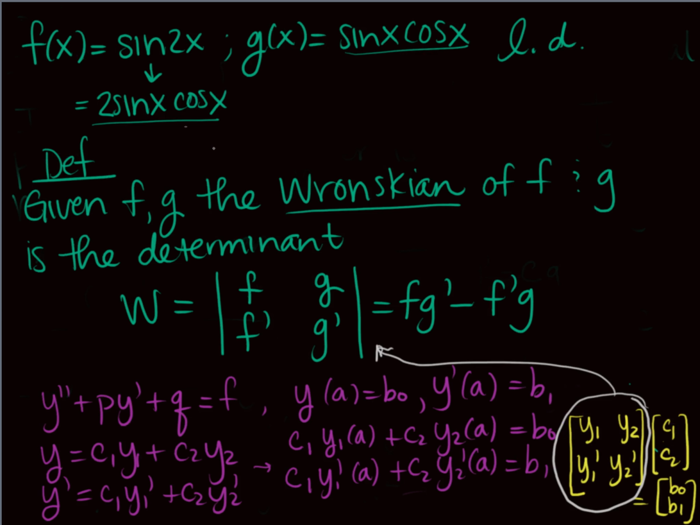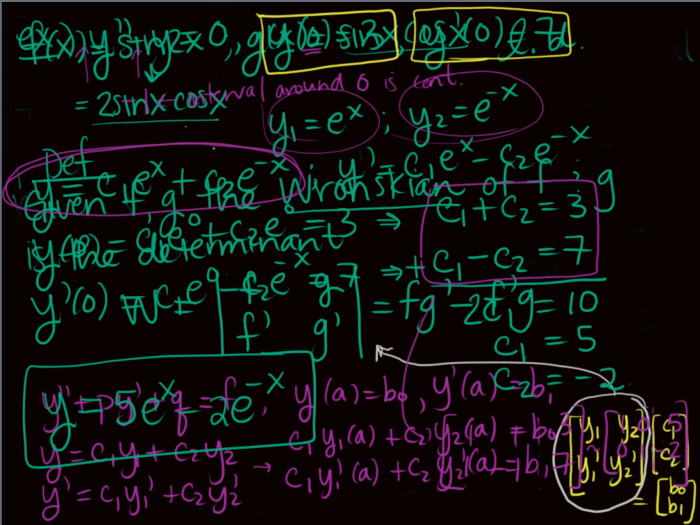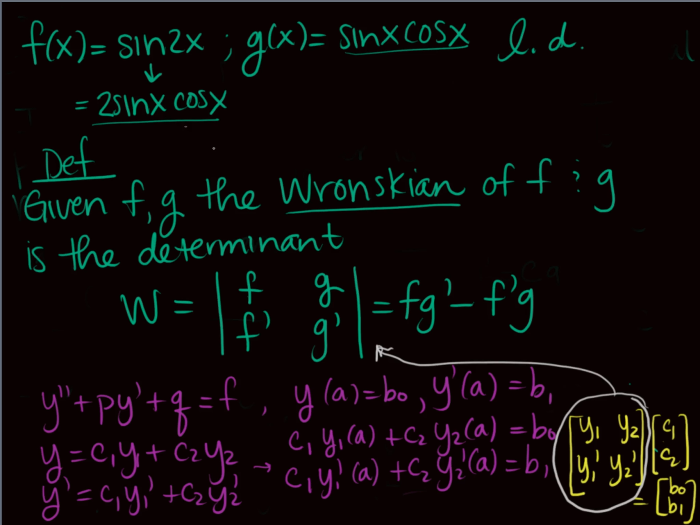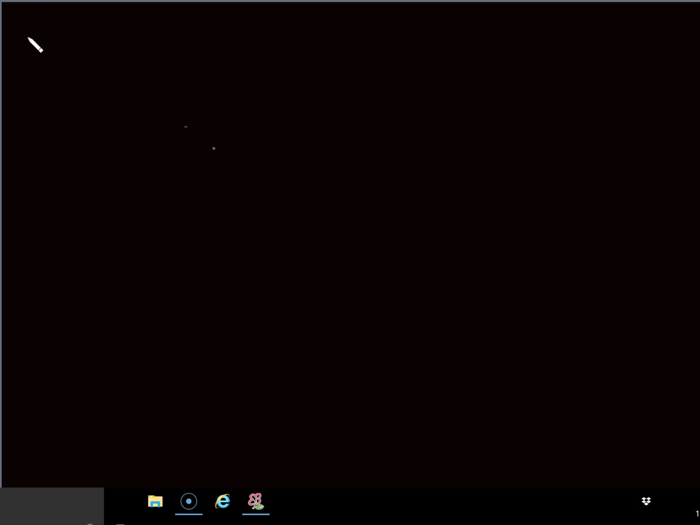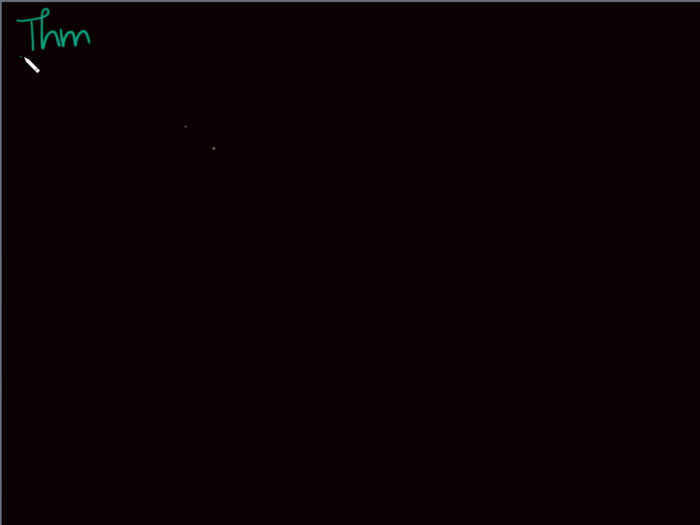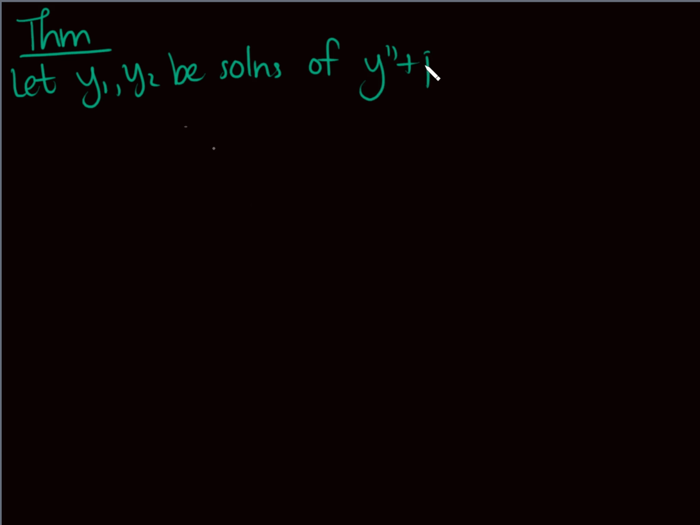So let's bring in a theorem really quick. Let me get rid of all of this. Oops, sorry about that. All right, so here's the theorem that's actually going to be what we want with the Wronskian. Okay, so I'm going to write this down and then we're going to do some examples. All right, so theorem, let y1, y2 be solutions of the differential equation y double prime plus p y prime.